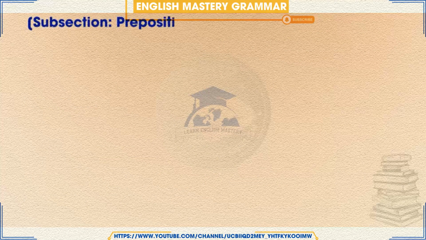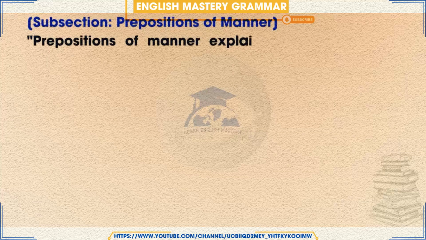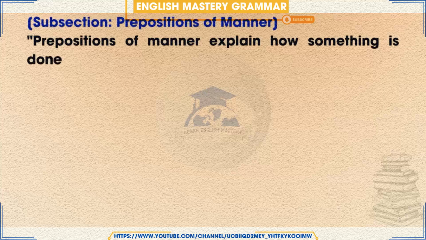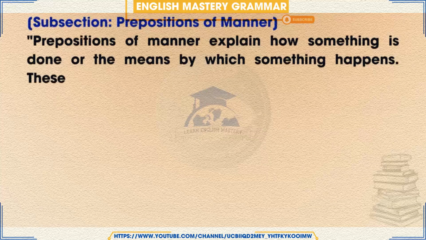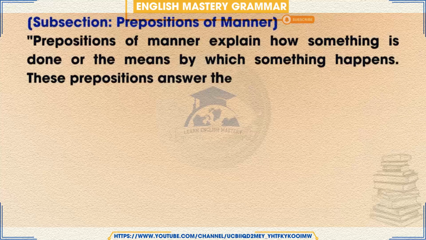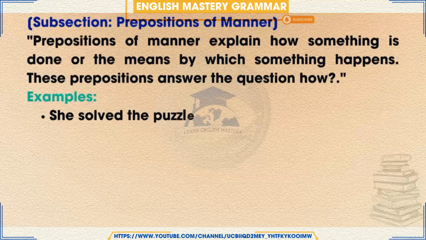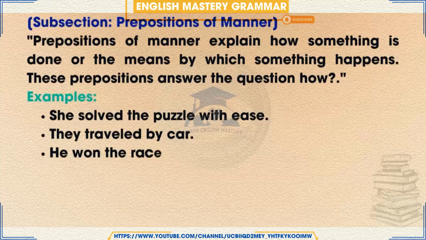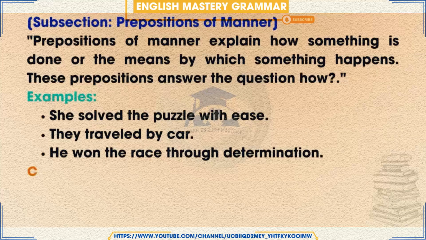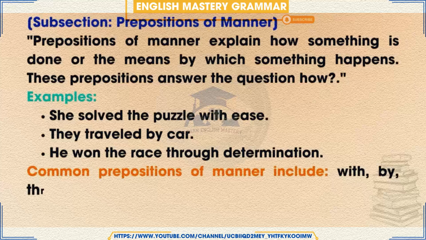Subsection. Prepositions of manner. Prepositions of manner explain how something is done or the means by which something happens. These prepositions answer the question how. Examples. She solved the puzzle with ease. They traveled by car. He won the race through determination. Common prepositions of manner include with, by, through, without.